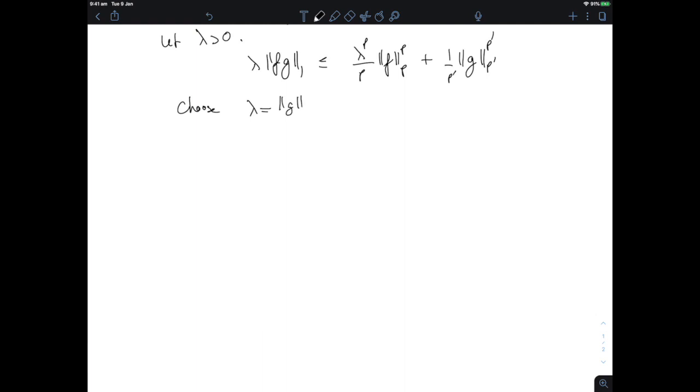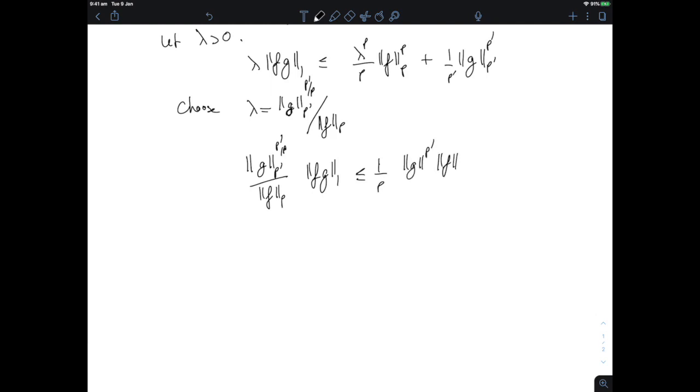I choose lambda to be the LP prime norm of g to the power p prime upon p, and I divide that by the LP norm of f. Let's see what that gives me. So on the left-hand side, I now have g to the p prime upon p, divided by the norm of f in LP, times fg in L1, and this has to be smaller than 1 upon p times my lambda, which has been raised to the p, so I get g to the p prime times f to the power p, divided by f to the p, so these things cancel, and then I get 1 upon p prime times my g to the p prime.